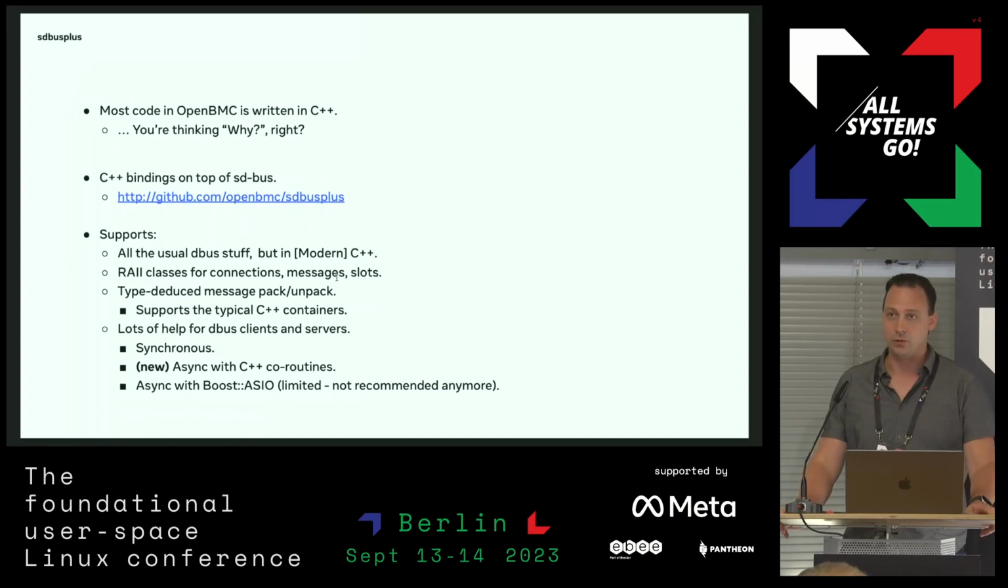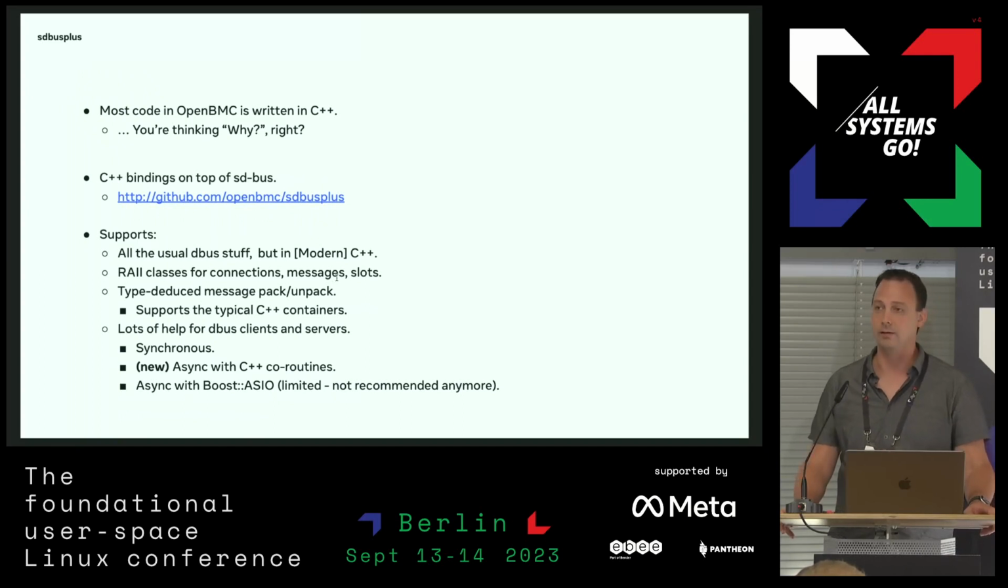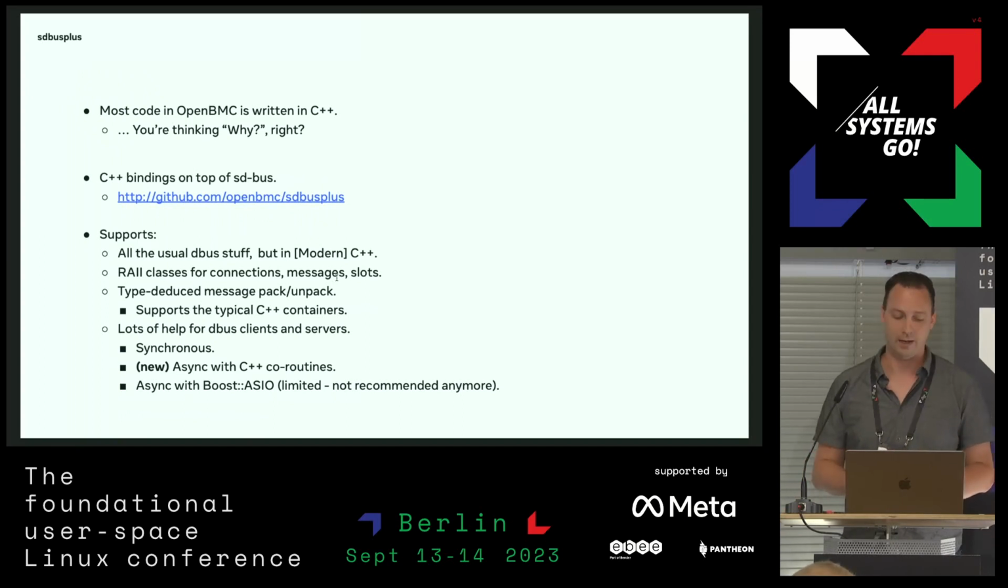It also has type-deduced interfaces for message packing and unpacking, and I'll show a little bit of a demo of that later. But for instance, if you wanted to send a C++ vector over dbus, you can just push that into a message and the library does the right thing. It takes whatever your container structure is, turns it into the array in dbus, fills up the array, and sends it in the message.